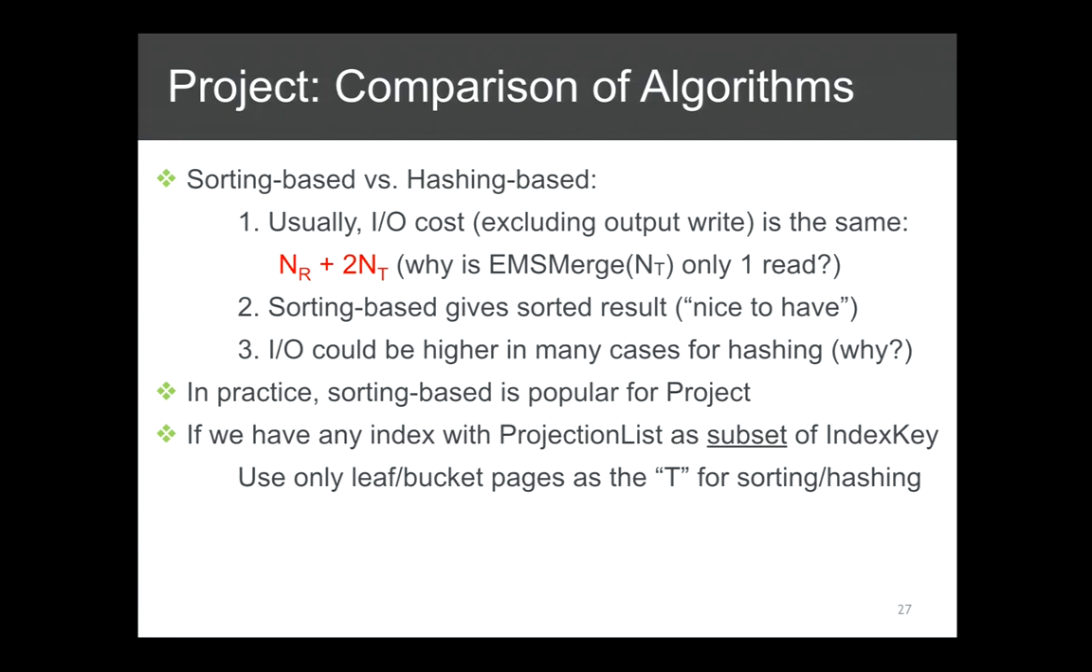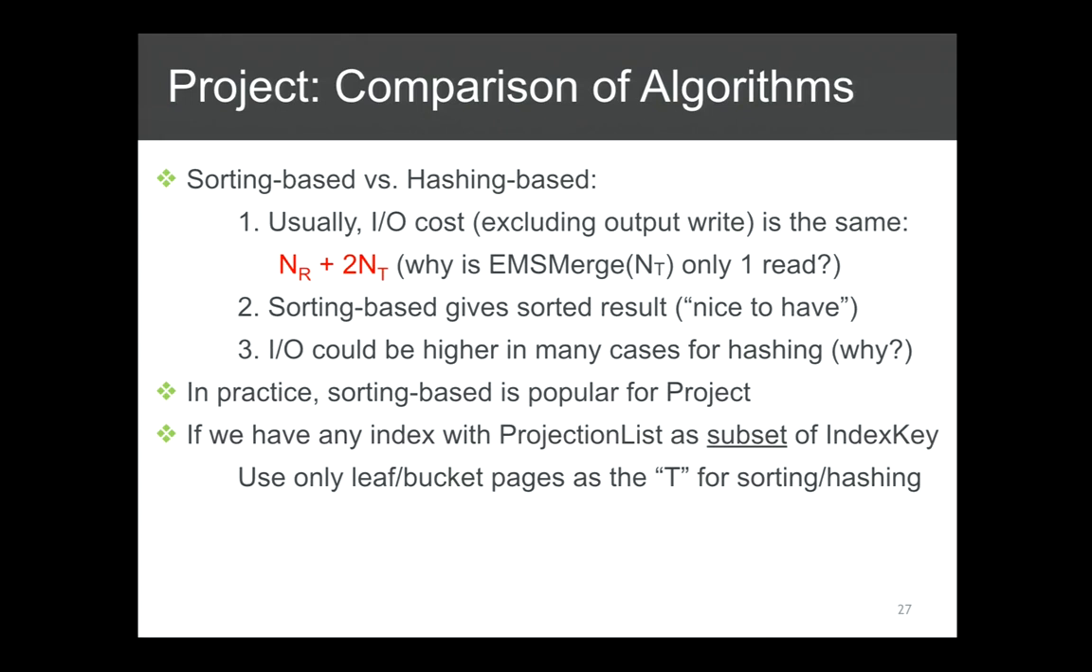The index key is just a set of attributes for the hash index or a sequence of attributes for the B+tree index. If the projection list, the attributes you're projecting on, happen to be a subset of the index key, then you know for sure that all the values of the projection list appear at the leaf level of the tree or the bucket pages of the hash index. What this means is you can skip the data file altogether, just go to the leaf level of the tree or the bucket pages of the hash index, and use that as your intermediate file T for your sorting or hashing.